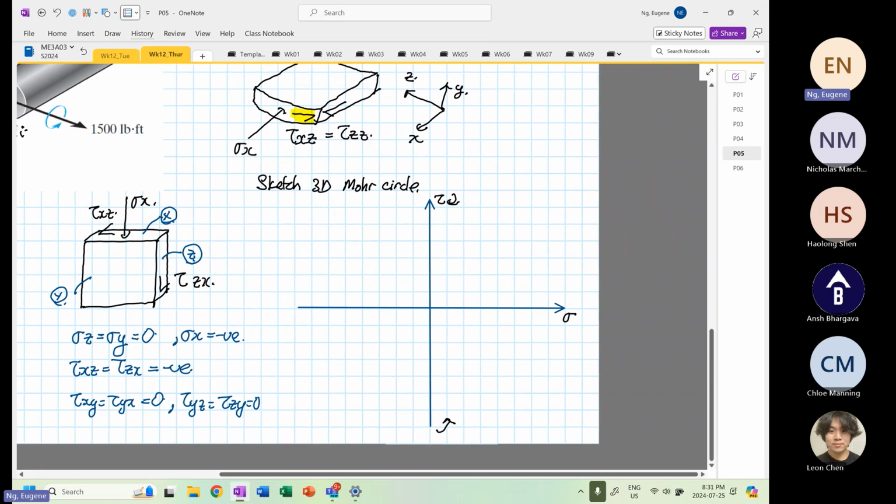So from here, we're going to sketch the 3D Mohr circle. We know that stress X is in compression.